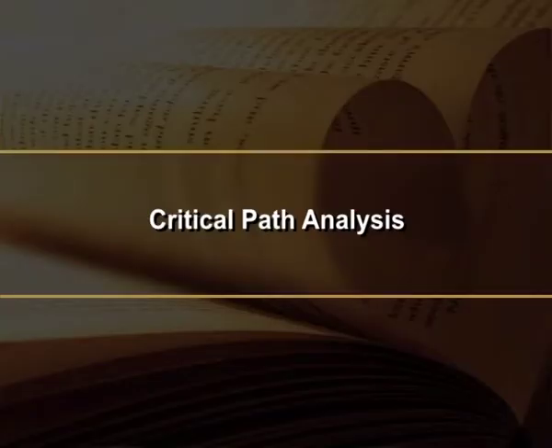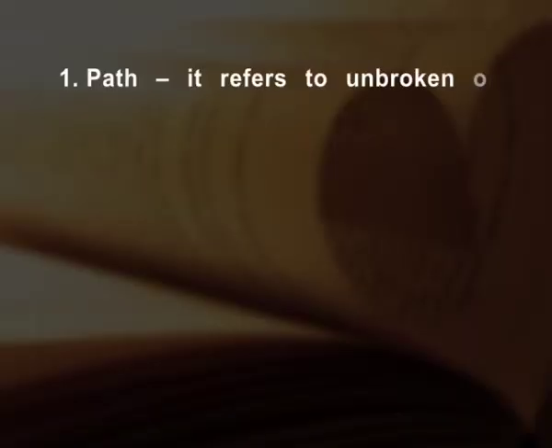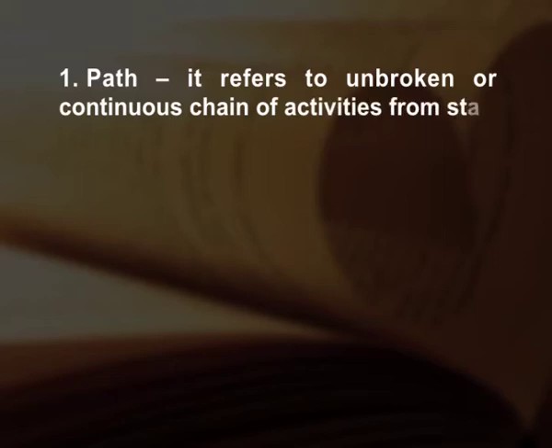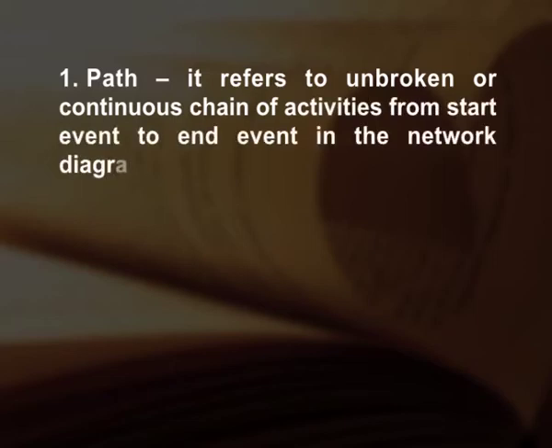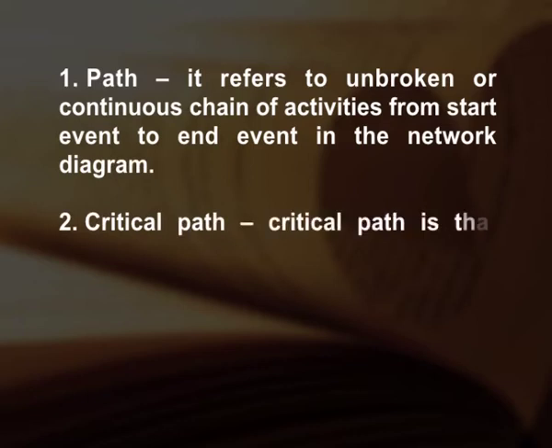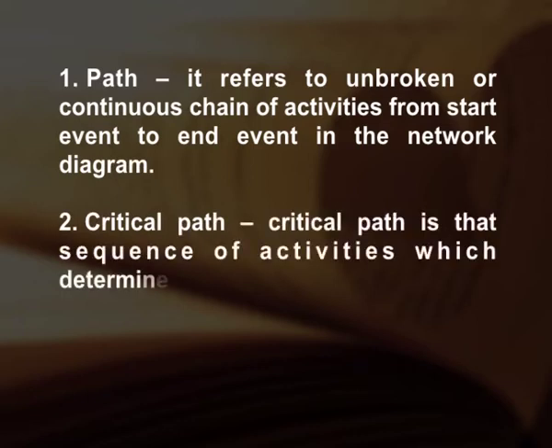Critical path analysis. The main objective of critical path analysis is to estimate the total project duration and to assign starting and finishing times to all activities involved in the project. The following terms are related to CPM. Path refers to an unbroken or continuous chain of activities from the start event to the end event in the network diagram. Critical path is that sequence of activities which determines the total project time. Critical path is the continuous chain of critical activities in a network diagram.